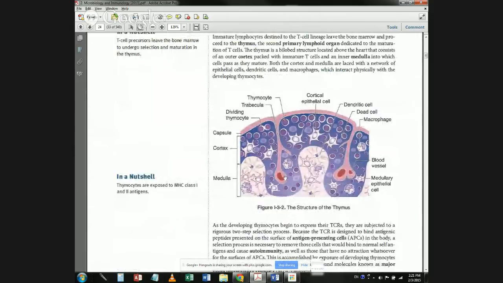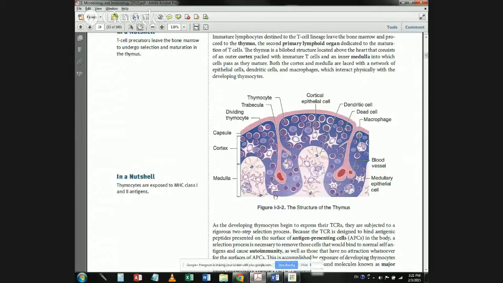And from there, from these little blood vessels, the thymocytes, the precursor T cells, come out and enter, first of all, probably the cortex. They go through a series of trainings, and then from there they enter the medulla.